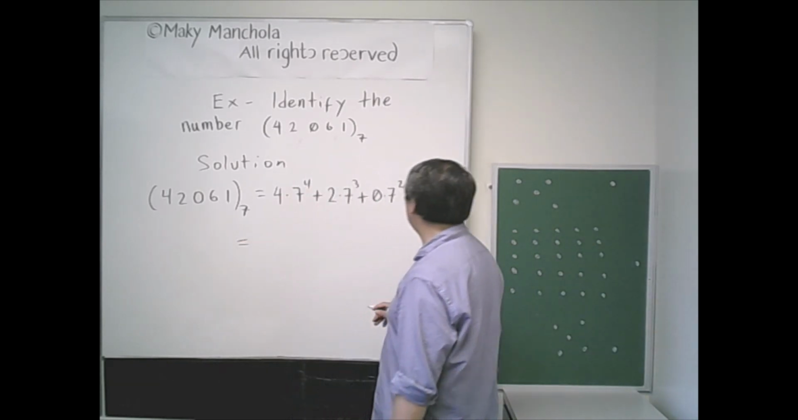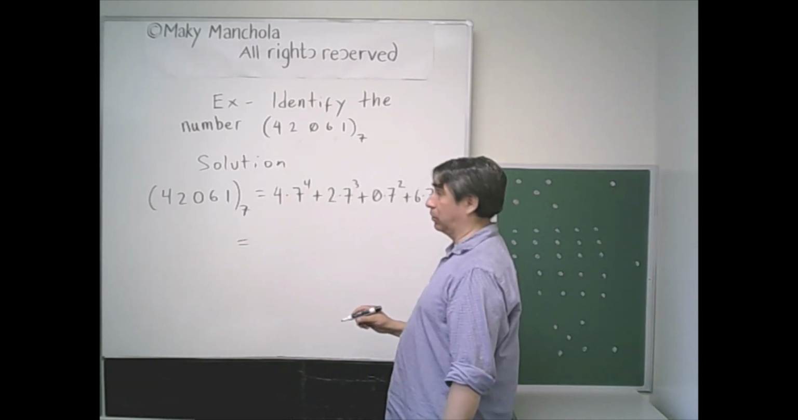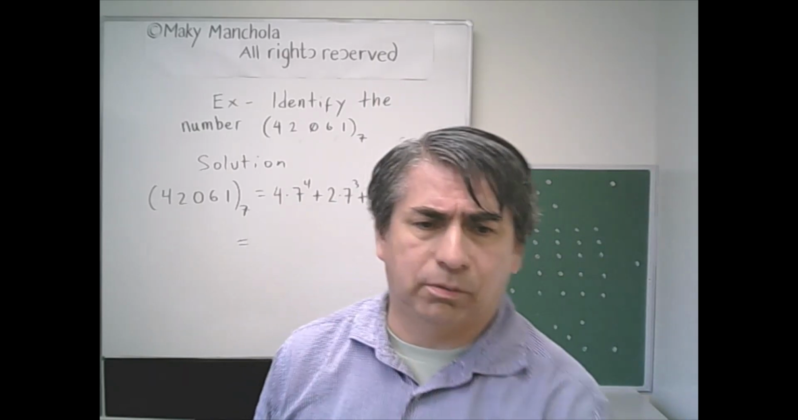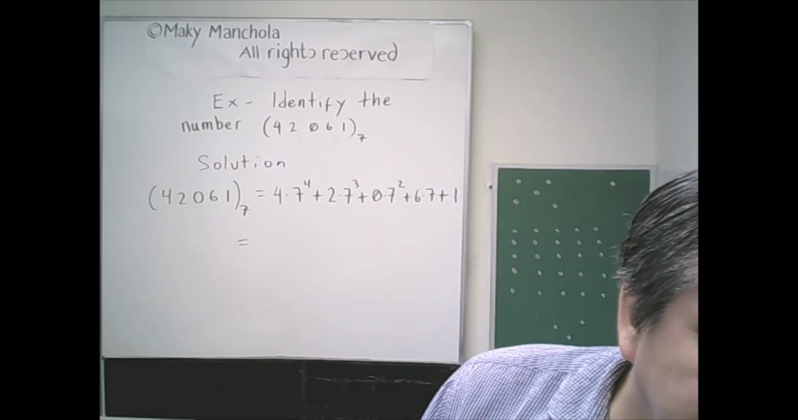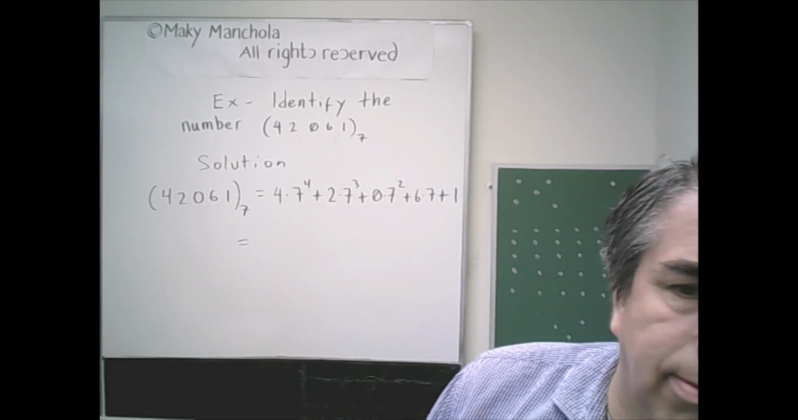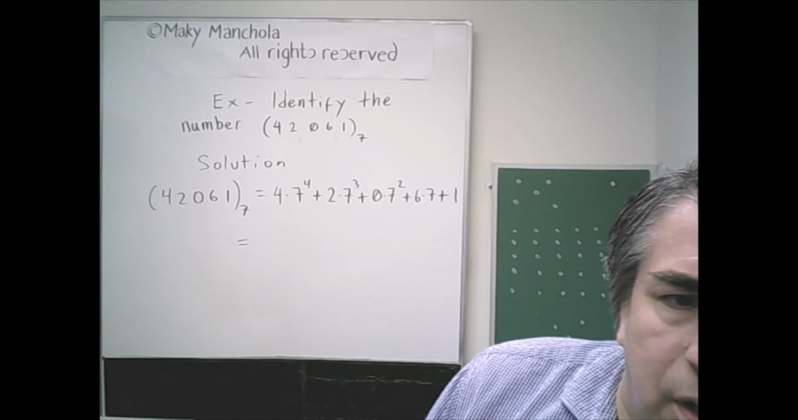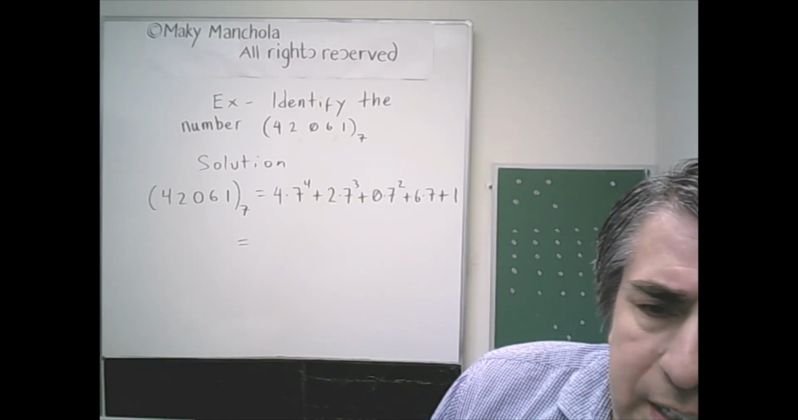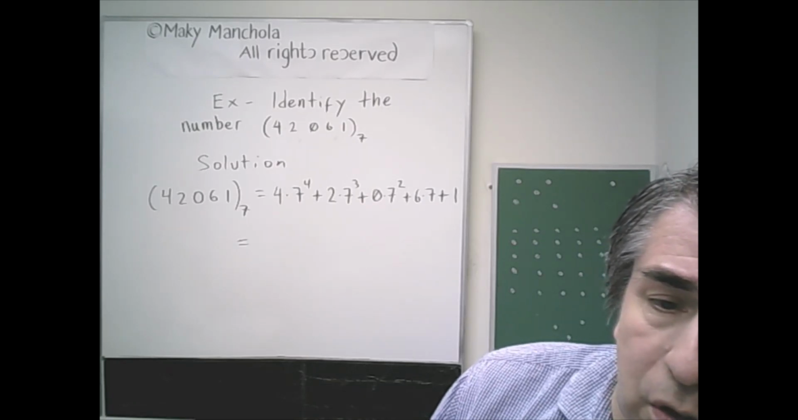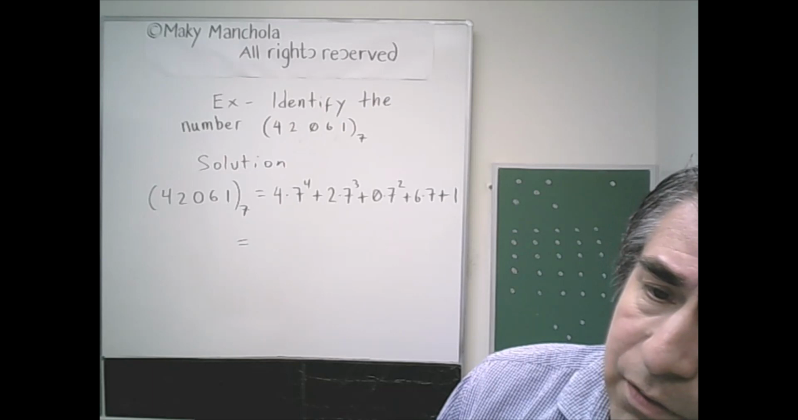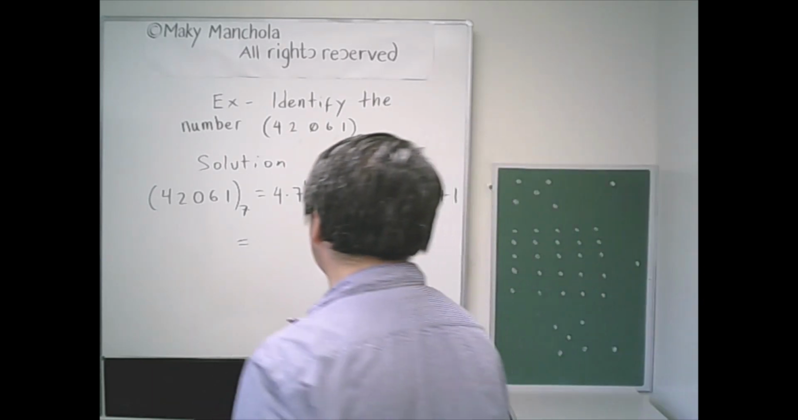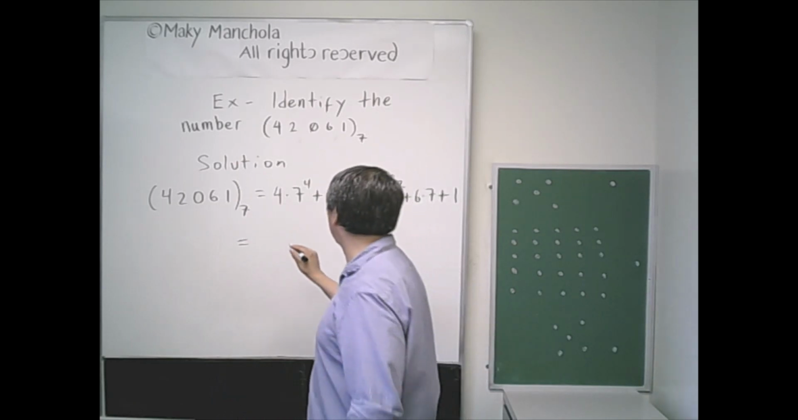Okay, so here we want to use a calculator. So let's do it in a calculator. I'm multiplying 4 by 7 to the power 4. What's the result for that? That's 9,604. So it's 9,604.